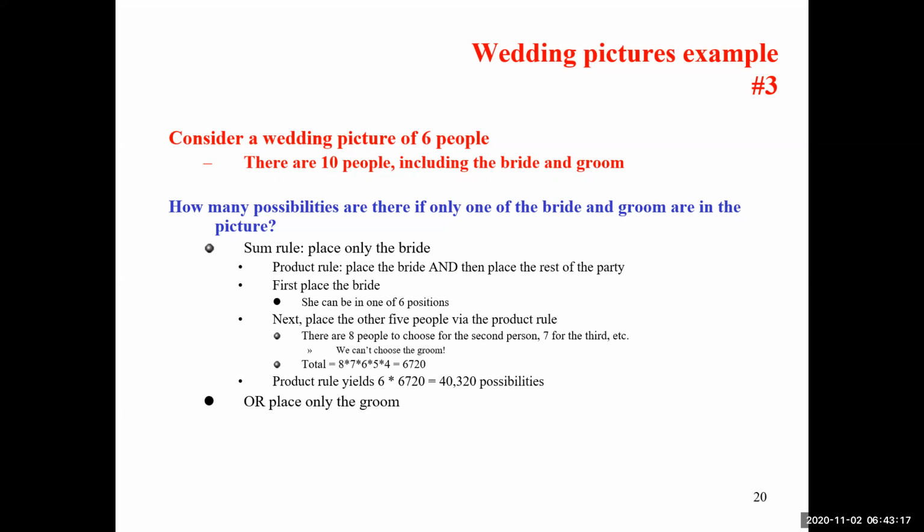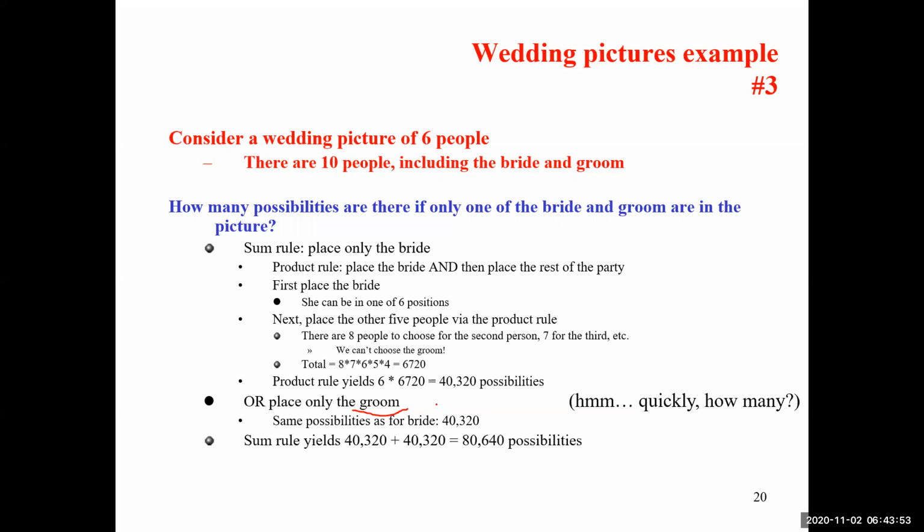So there are 40,320. Now why 40,320? Though there are 6 positions, out of 10 people, if the first position is occupied by the bride in 6 ways, the remaining positions have to be occupied by other remaining people. So that is 9 people. But the 9 people will include the groom. So that has to be excluded. So there are only 8 people left. So the second position can be occupied in 8 different ways, third in 7, 6, 5 and 4. So we have to leave the groom always out. In the second case here, we have to leave the bride always out. And so the total number of possibilities will still remain the same.